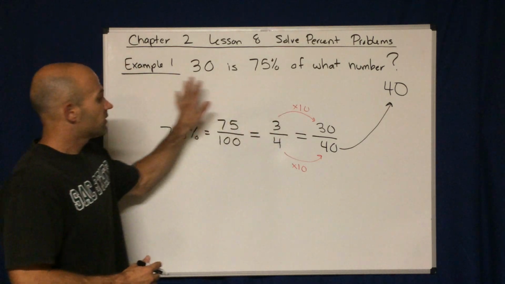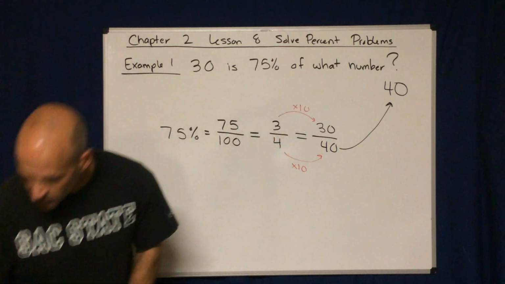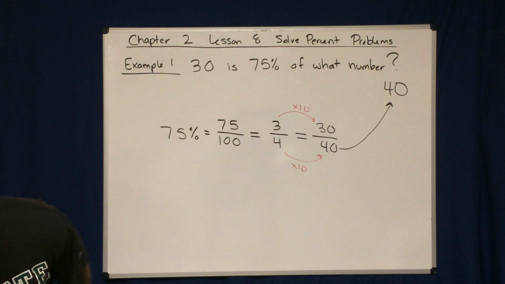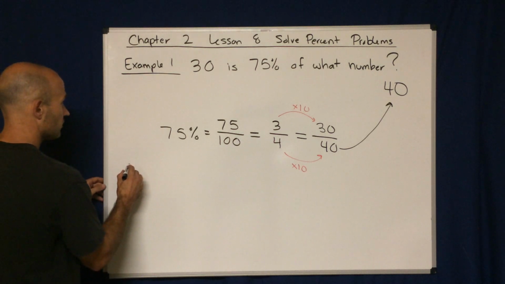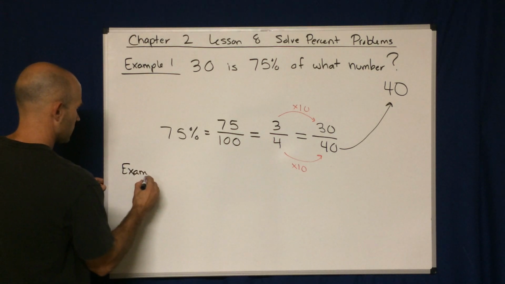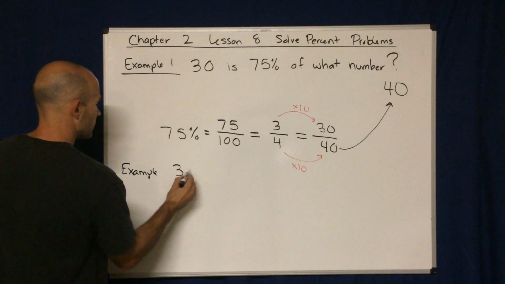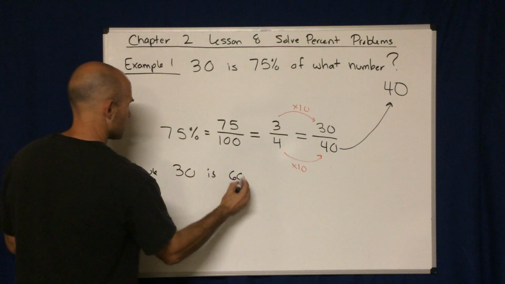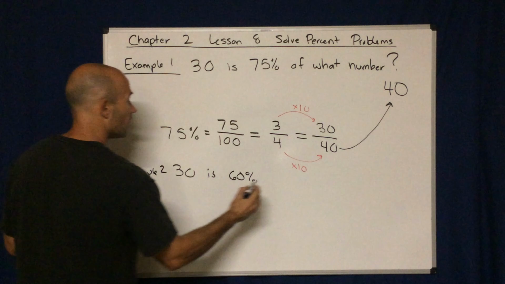Let's see another example where I use this second method. Let's do 30 is 60% of what number? So example 2. 30 is 60% of what number?